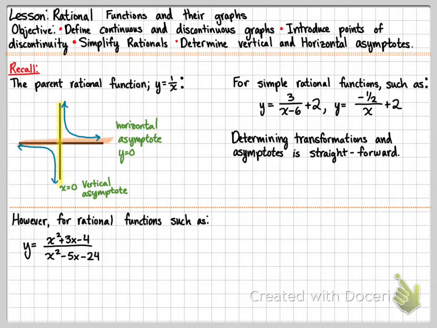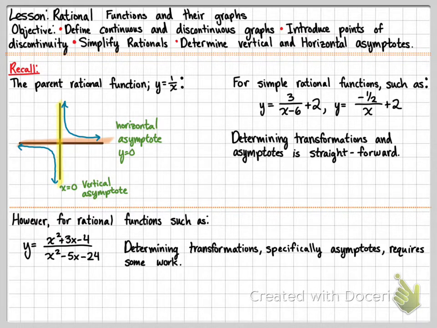But for rational functions such as this, determining transformations, specifically asymptotes, requires some work. Just to remind you, the vertical asymptote here would be x equals 6, and the horizontal asymptote would be y equals 2. For this one, it would be x equals 0 and y equals 2 for the horizontal. We can't just pull those out for this example on the bottom. We have to do some work to determine what the horizontal and vertical asymptotes are.